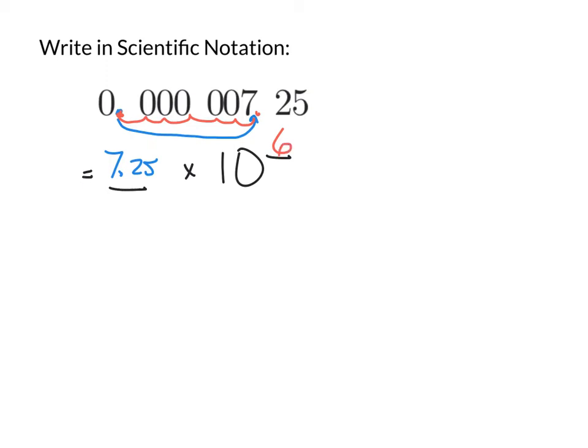Last thing, should that 6 be positive or negative? Well, think about the number we started with. Our number was 0 point, right? It's a small number. Small numbers have negative powers. So here is our number in scientific notation.